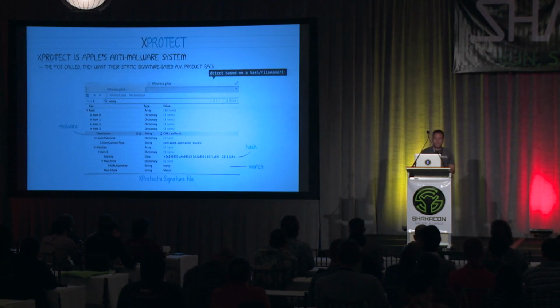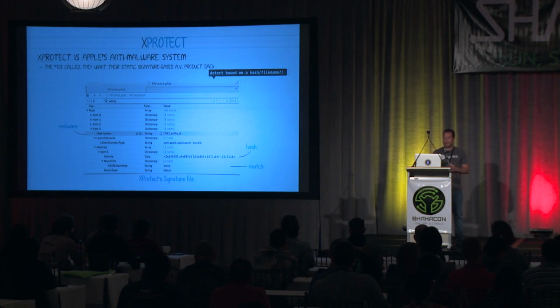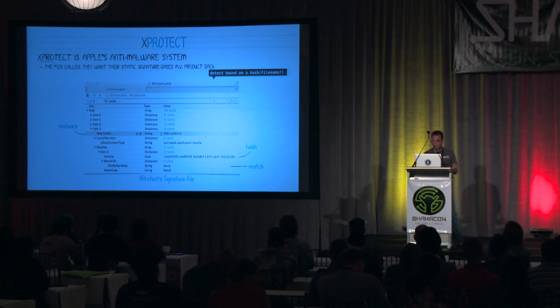In the slide, you can see a signature from its XML signature file. There's a description field which contains the name of the malware that it's attempting to detect, and then the match array details how the malware will be detected. You can see there's a hash of the binary, the malware, and then the name of the file.